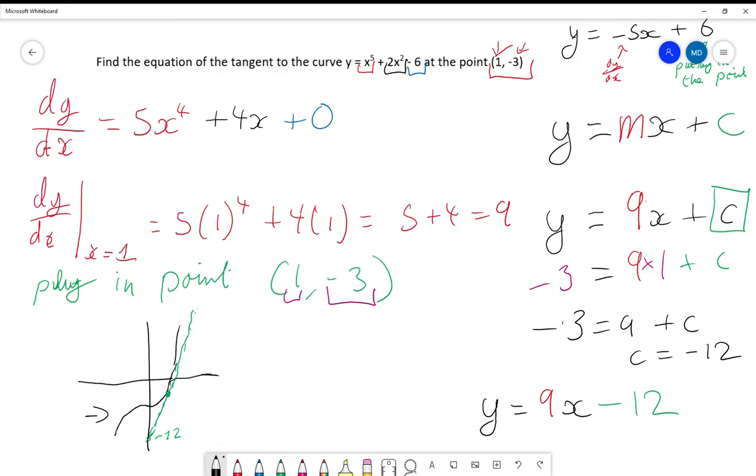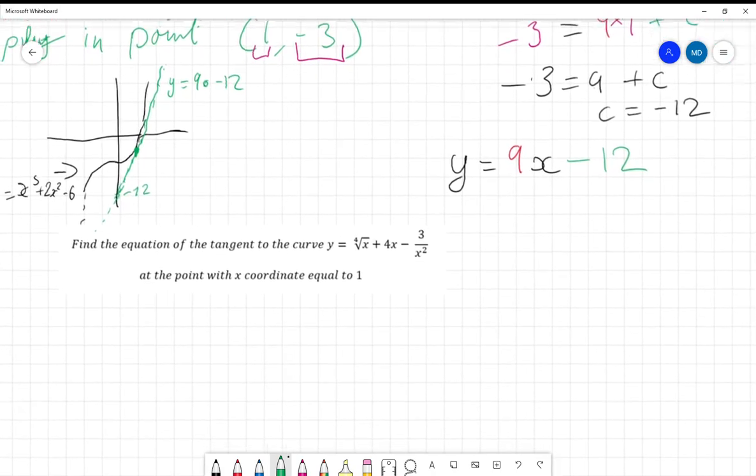And this here is our curve, x to the 5 plus 2x squared minus 6. And this is the line y equals 9x minus 12. And as you can see, they are a tangent just at that single point. Interestingly, it will actually meet again further down here, so it's not always necessarily true that tangents never meet again, but they won't meet with the same gradient. They'll just cut through each other because they're two lines that do.